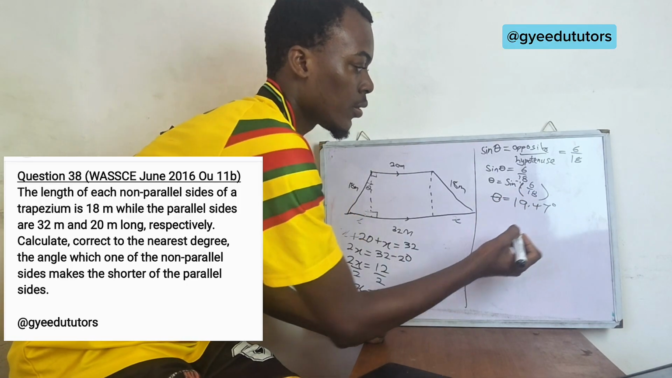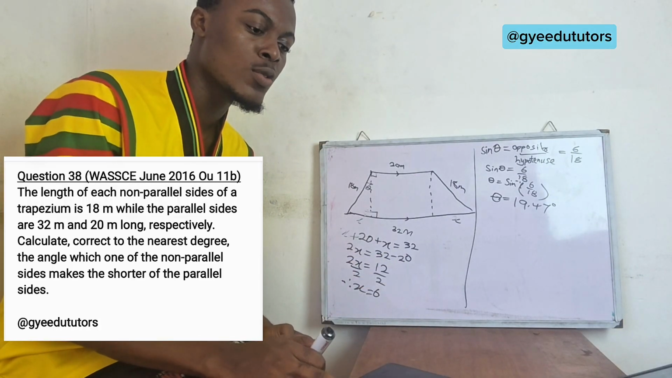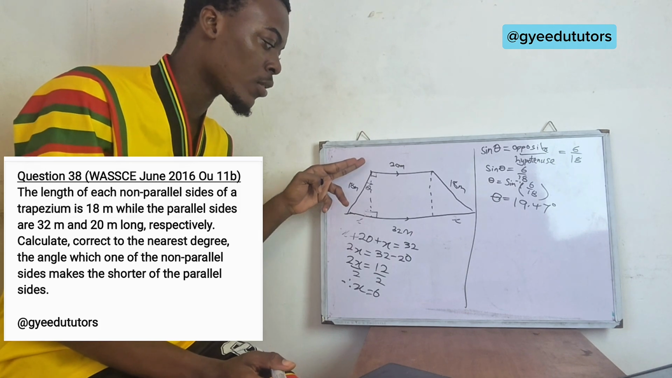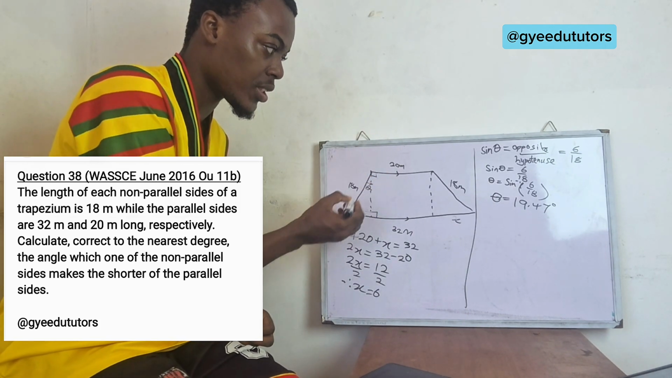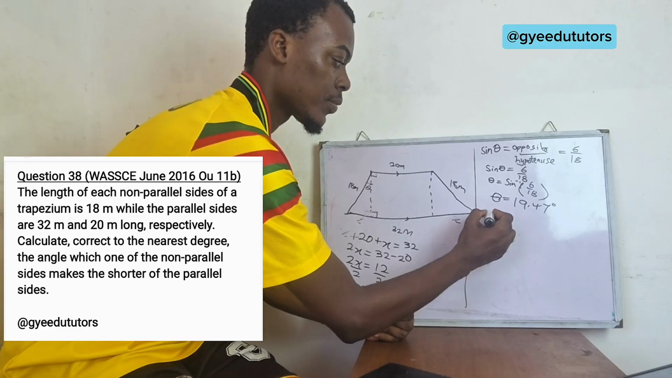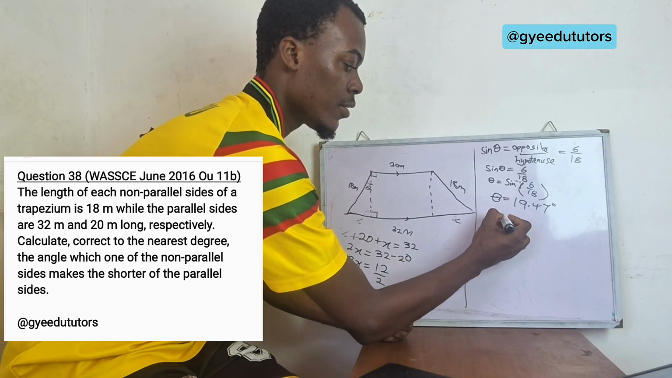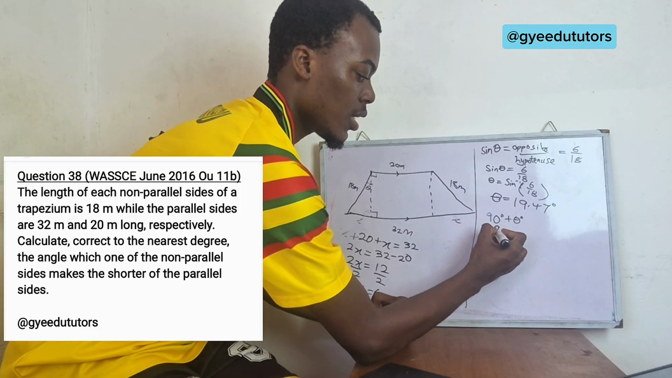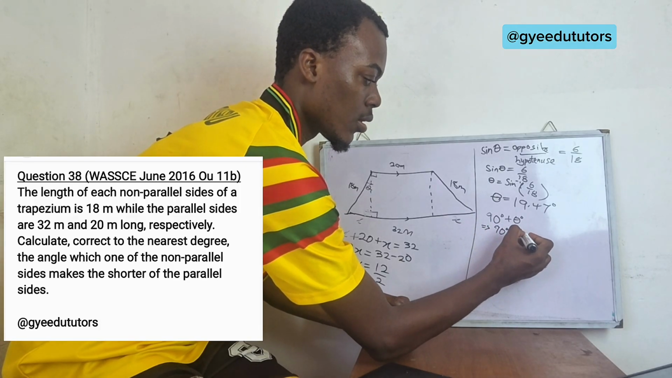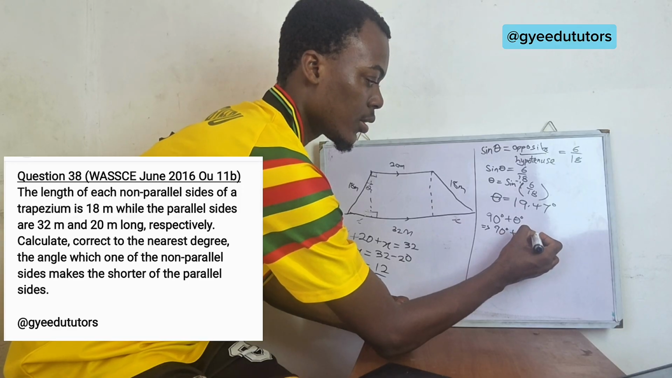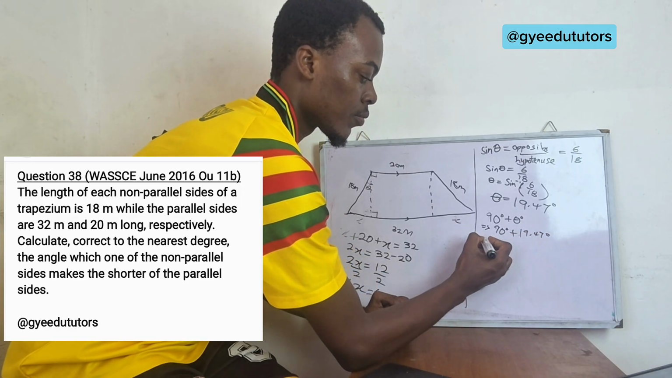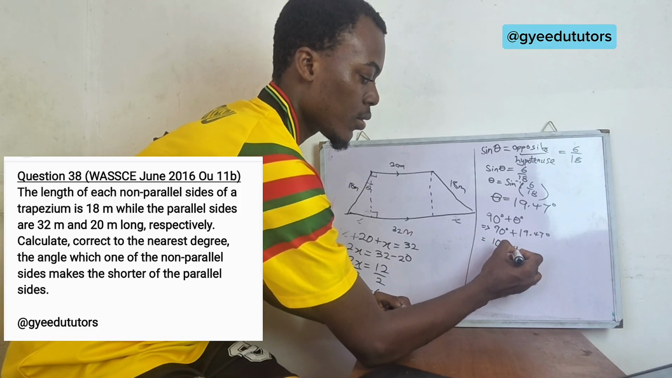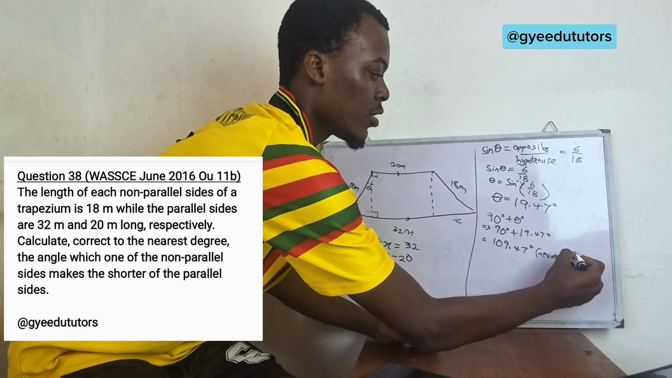19.47 degrees. But now we are not done. The question told us to find the angle that the non-parallel line makes with this, so that means the whole of this angle. That angle is 90 degrees plus theta, which is 90 degrees plus 19.47 degrees, which equals 109.47 degrees, to the nearest degree.